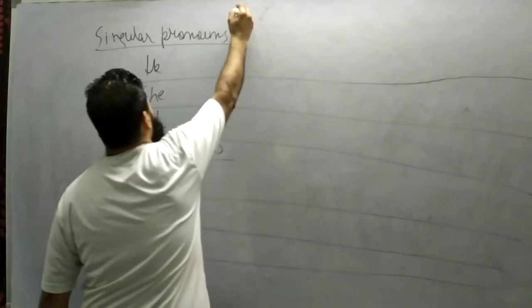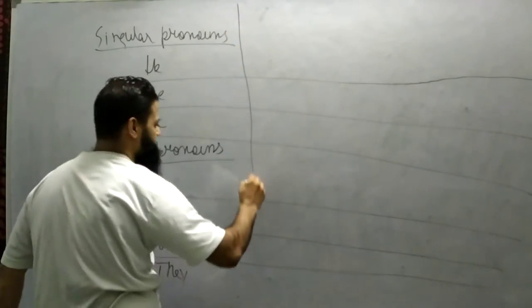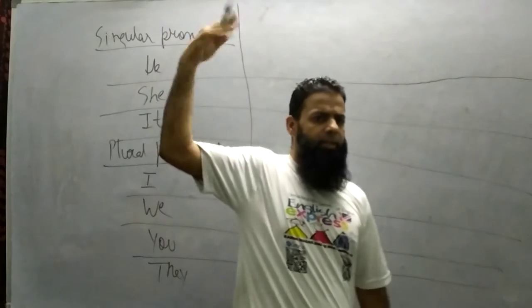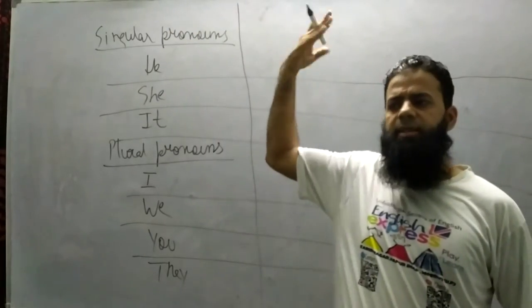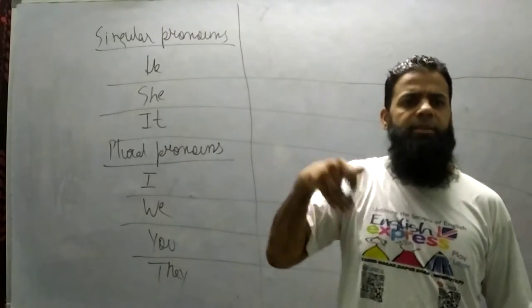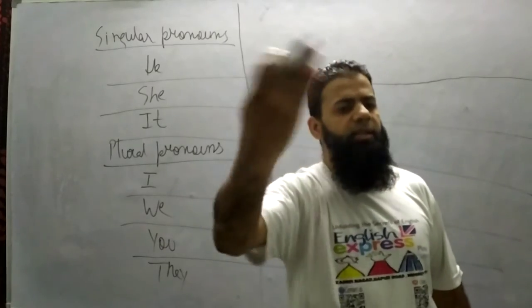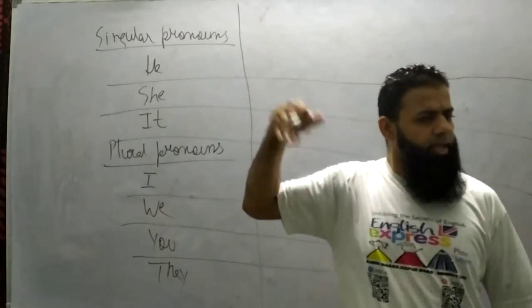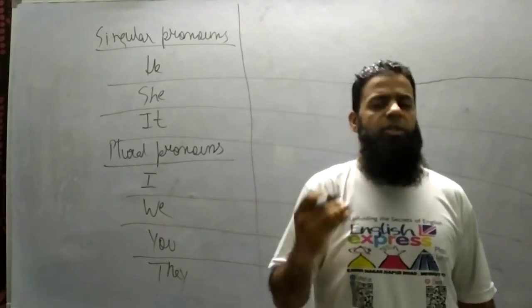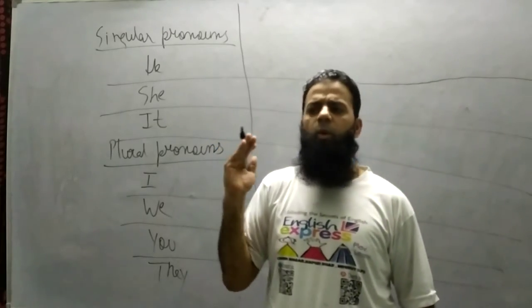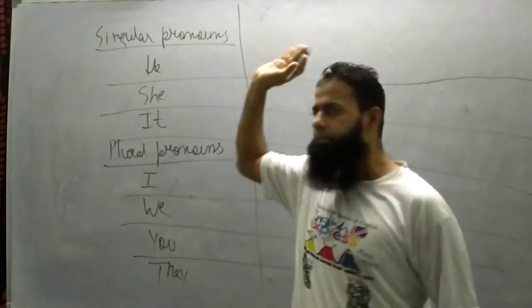What are the three tenses we have? Whenever I say this, it means past. And this? Present tense. And this? Future tense. So, past tense, present and future. So, whenever I do this, tell me what I'm saying. Okay, this is? Past.